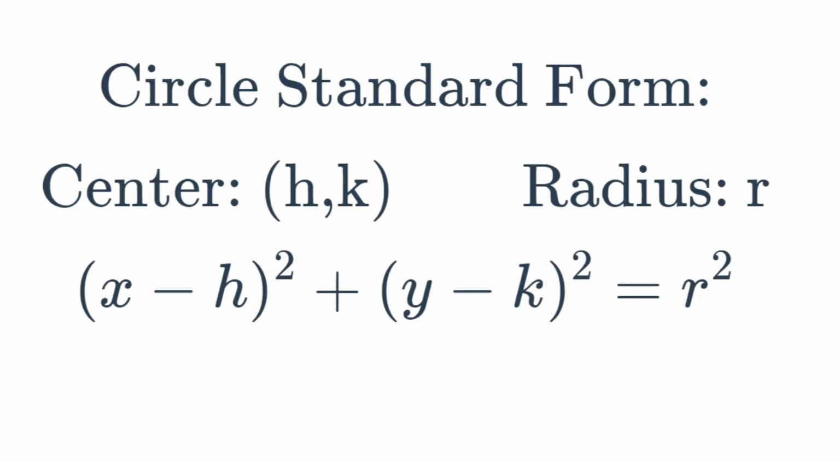Here's our formula for the circle in standard form. You can see our center is at (h, k). That is the ordered pair for the center of our circle. And the circle has a radius, that's the distance from the center to the outside. So the r stands for radius in our formula, and then there's our formula: (x minus h) squared plus (y minus k) squared equals the radius squared.